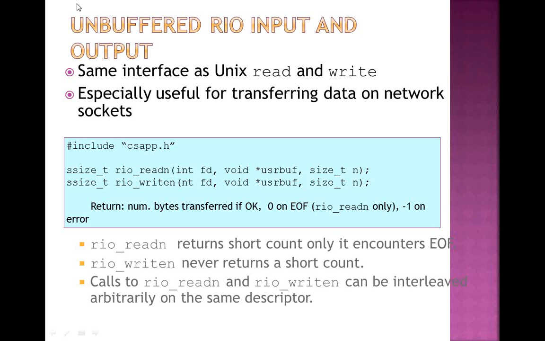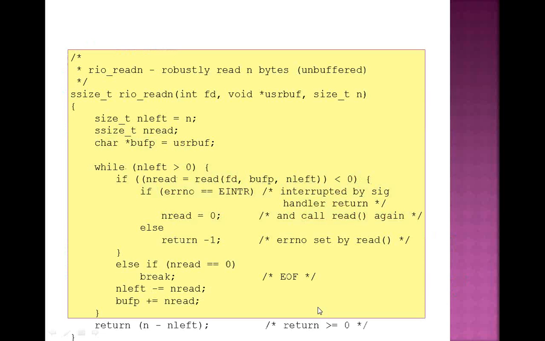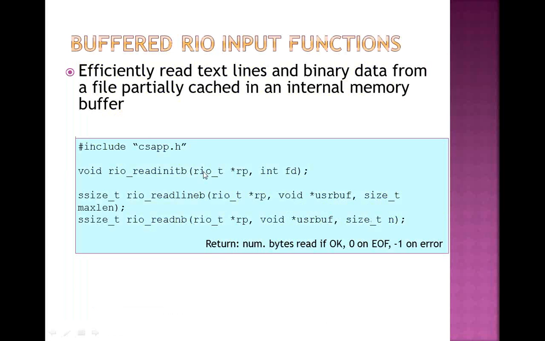This says rio_readn returns short counts only if it encounters EOF. rio_writen never returns short counts. Calls to rio_readn and rio_writen can be interleaved arbitrarily on the same descriptor. This is the example for the read, and this is the same example using the variables, the buffer, and the function. Now let's see with the help of the book.